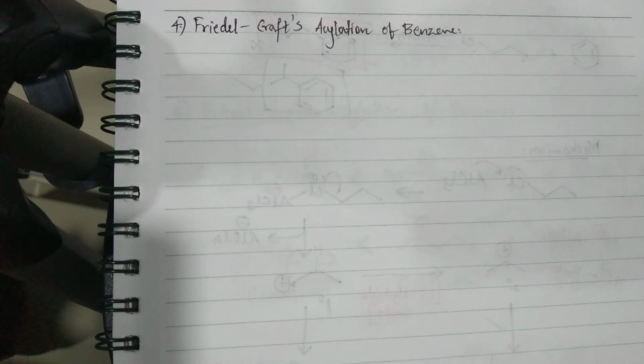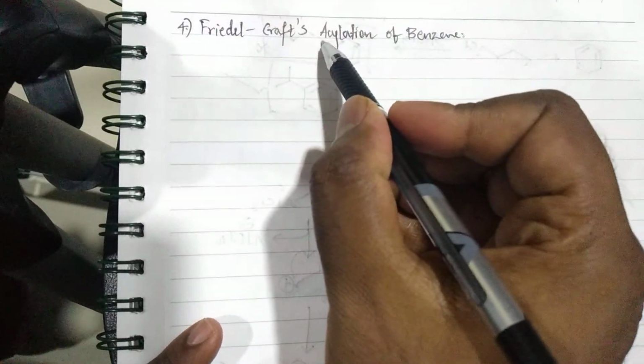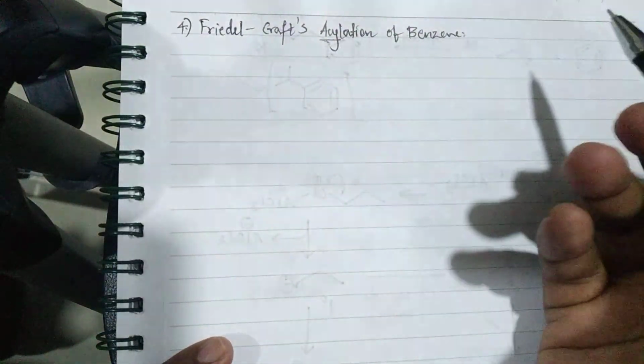In this video, we'll be looking at the two remaining electrophilic aromatic substitution reactions, that is Friedel-Crafts acylation and Friedel-Crafts alkylation of benzene. So let's get started with that. Before we begin with the reaction and the mechanism, let's first try to understand what is acyl. What is an acyl group?